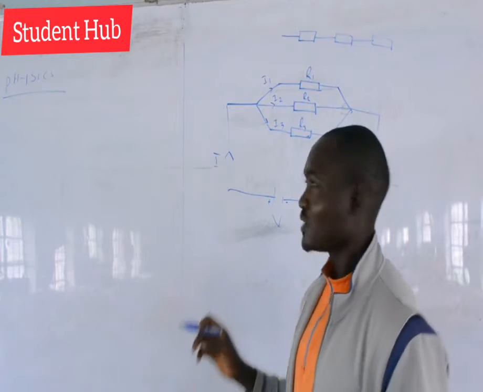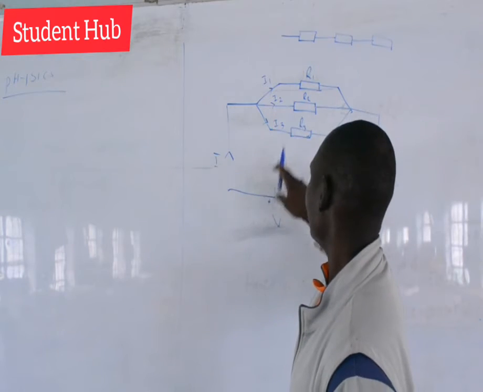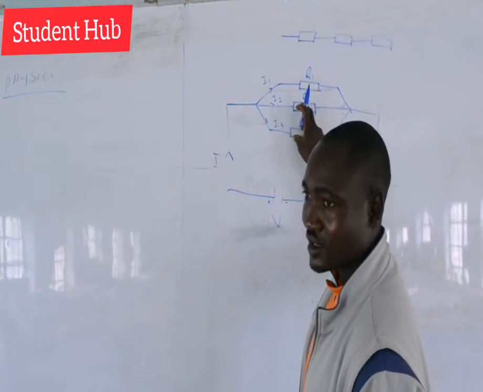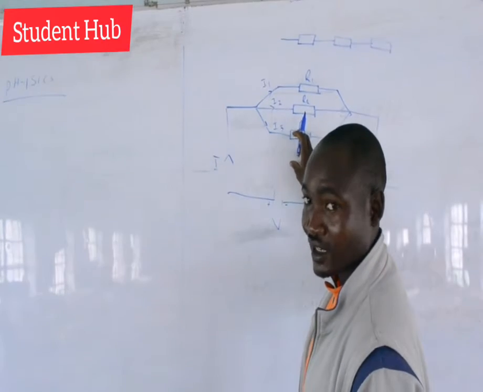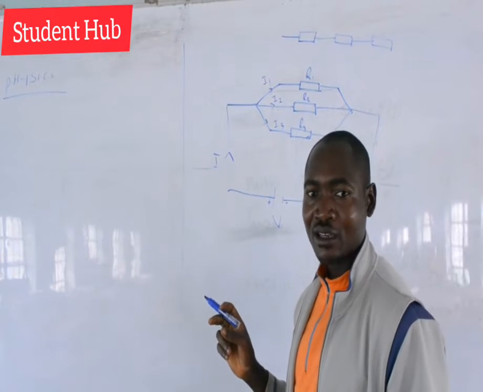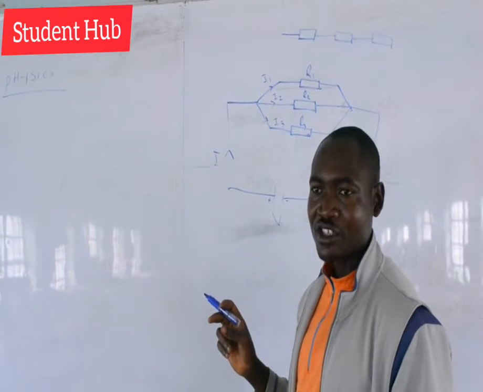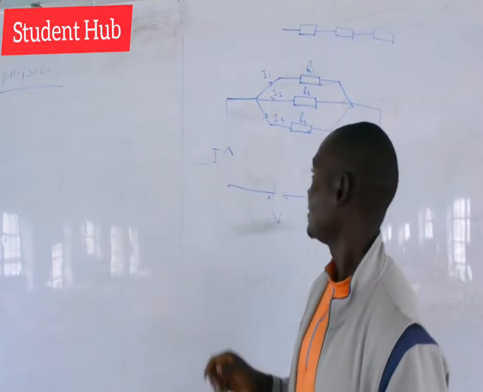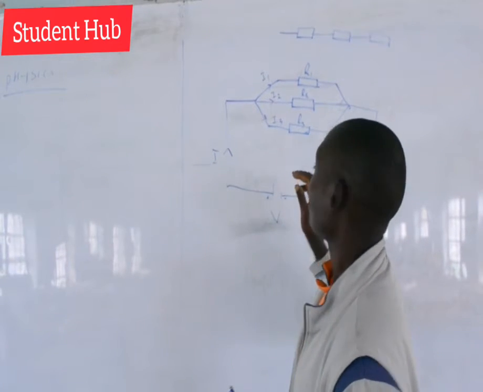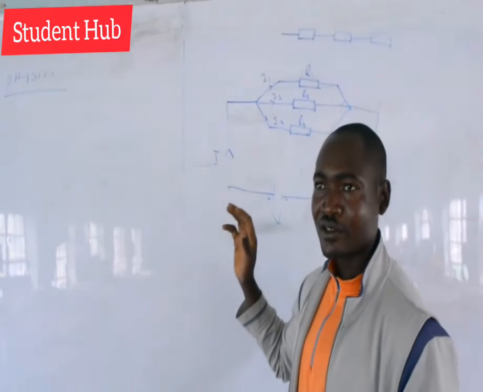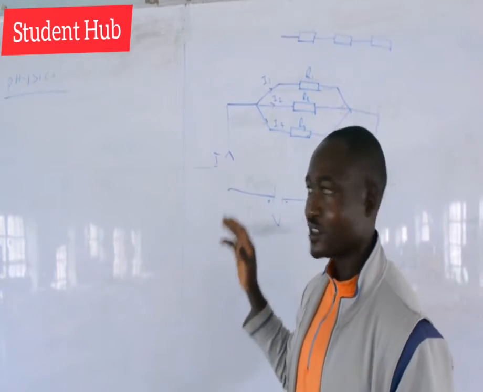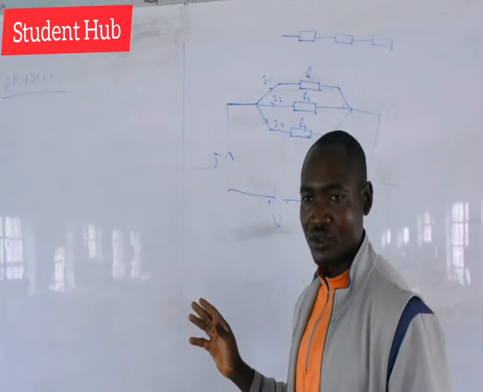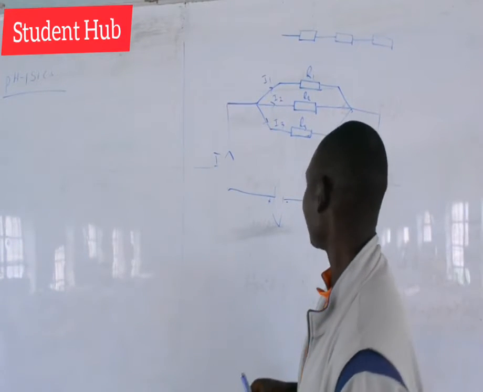The voltage drop across each of these resistors connected in parallel is the same. So that means V1 is equal to V2 and is equal to V3 under parallel connection. But in series we say that we have the same current flowing and the voltage drops are different, but in parallel connection the voltage drop is the same. You get the difference now? Is that okay?